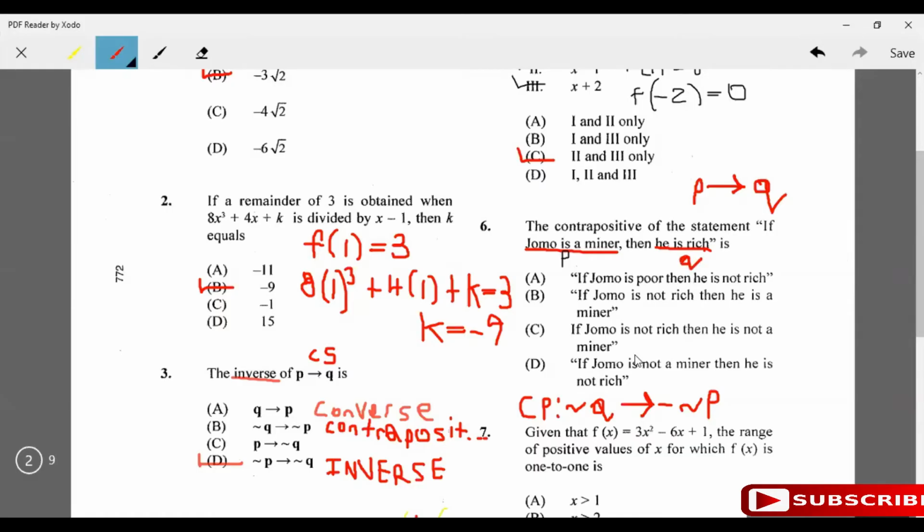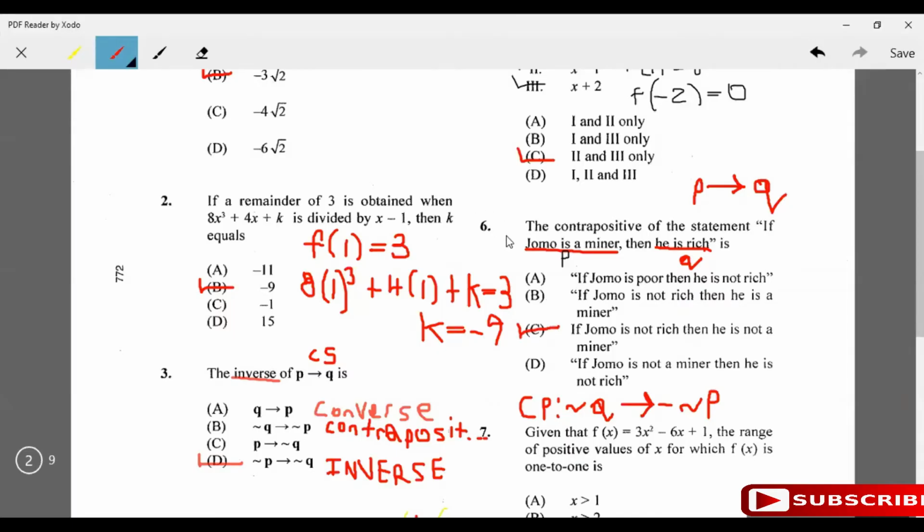All right, so the first thing we need is not Q, which is Jomo is not rich. So it's going to be, if Jomo is not rich, then Jomo is not a minor. So that's not Q implies not P. So if Jomo is not rich, then he is not a minor. So that's option C.